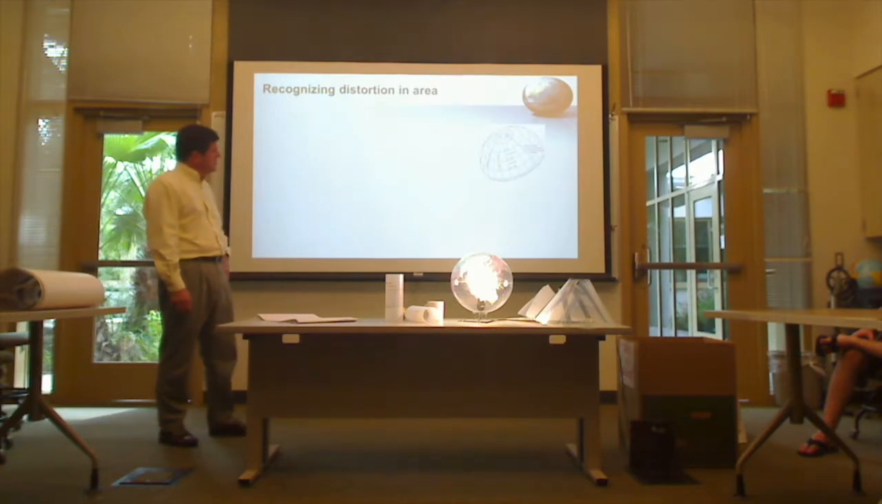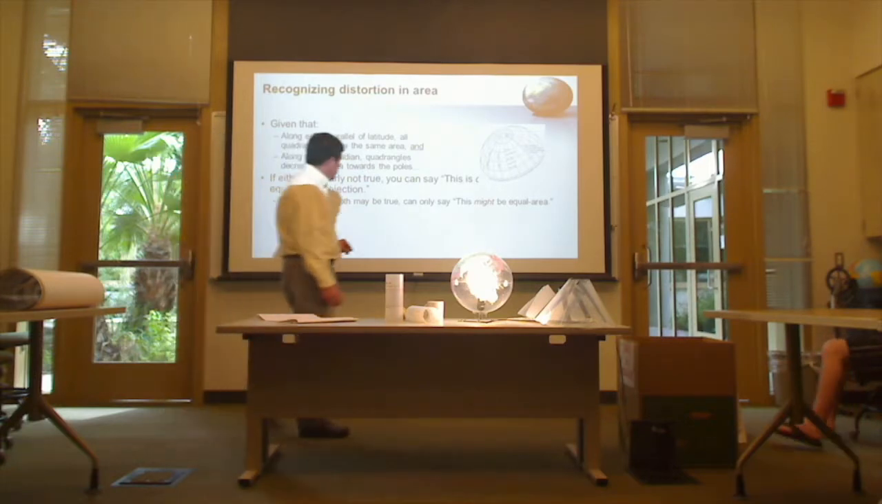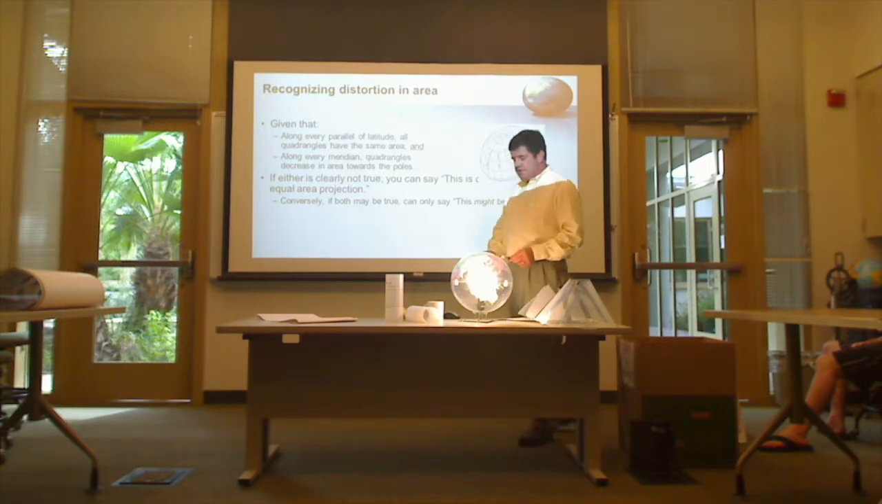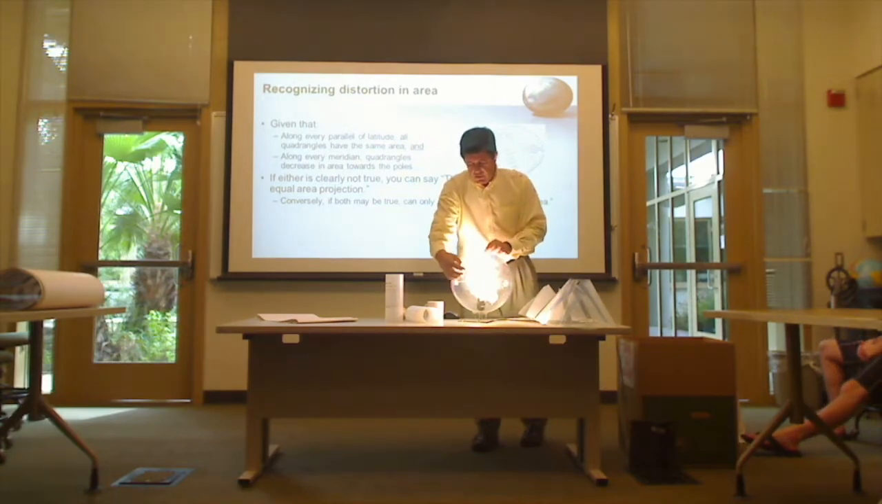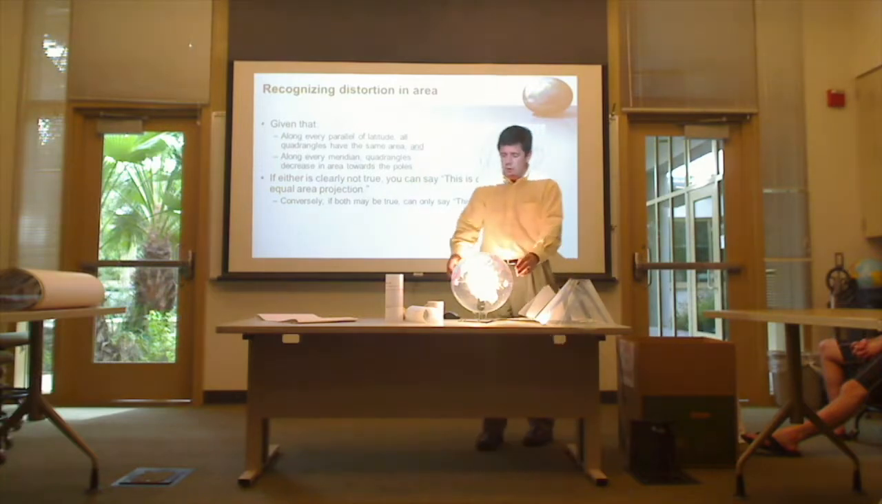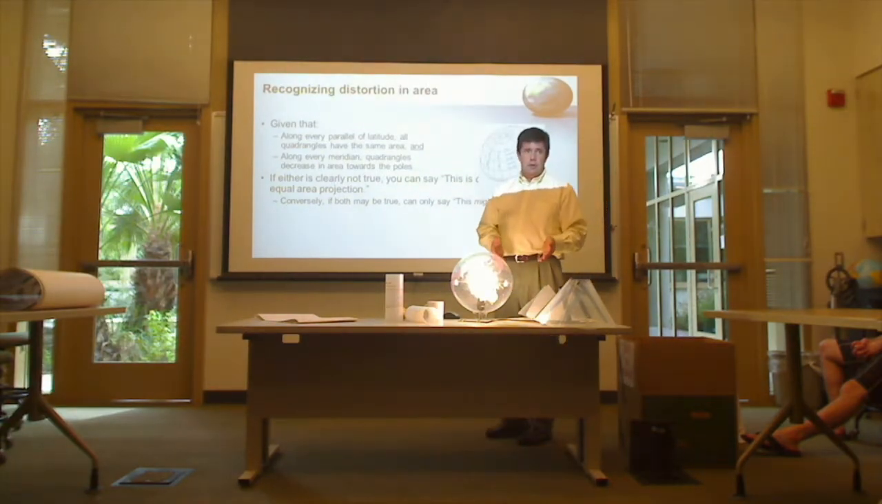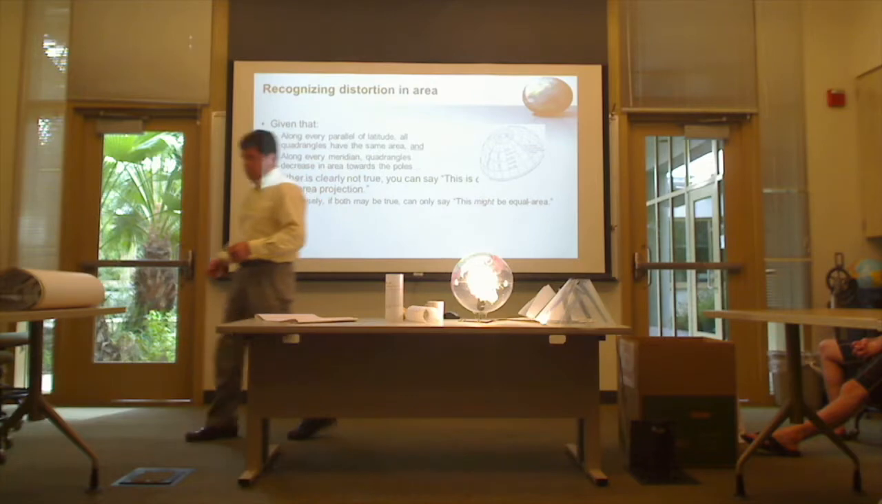All right, so let's talk about the distortions in area. So we know that at every parallel of latitude, all the quadrangles have the same area. So as we move our way around the globe, all of those quadrangles, kind of like rectangles, are the exact same shape and the exact same area. And then as we move toward the poles, they become smaller and smaller in area. So if you look at a map projection and you see that that's not true, then you can say it's clearly not equal area.